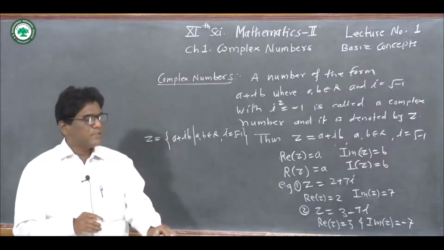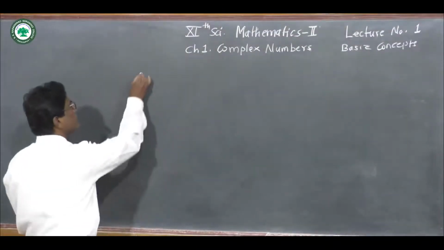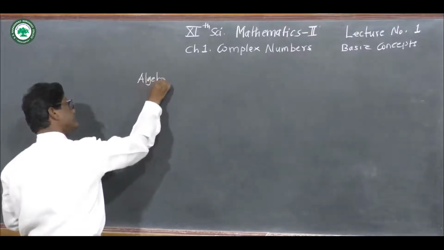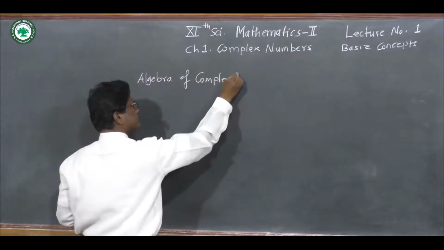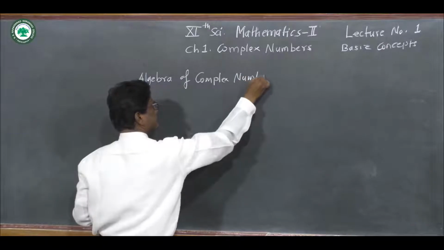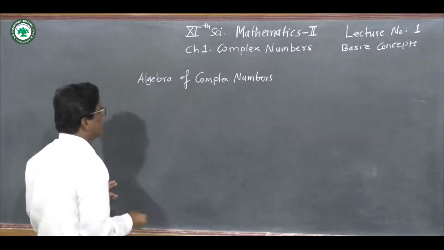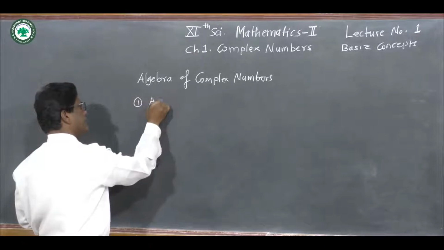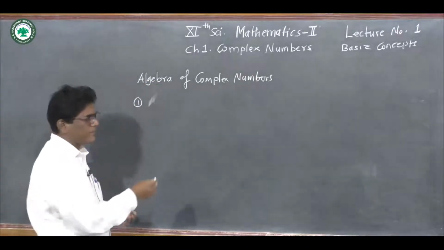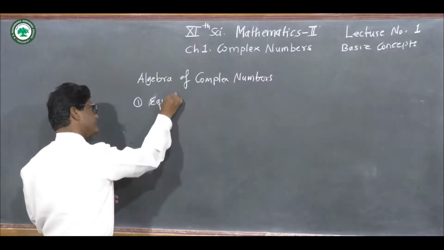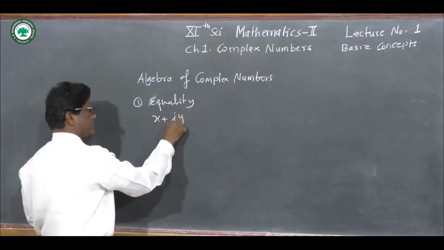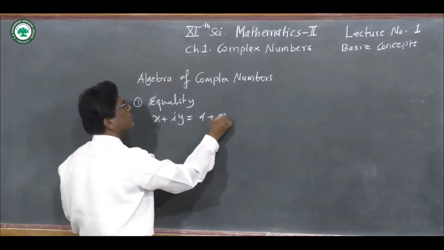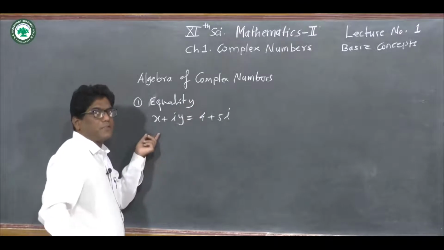Now we will see the algebra of complex numbers. Firstly we see the equality of two complex numbers. Suppose x plus iy is a complex number and it is equal to 4 plus 5i. These two complex numbers are equal.